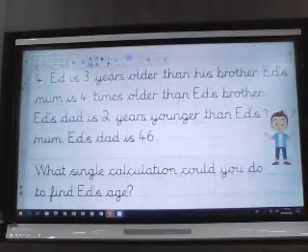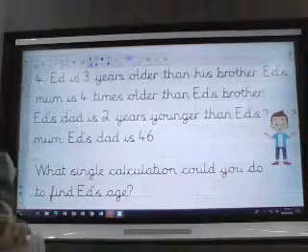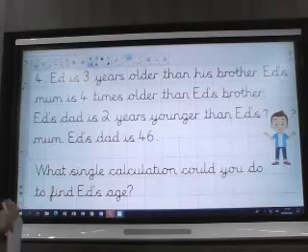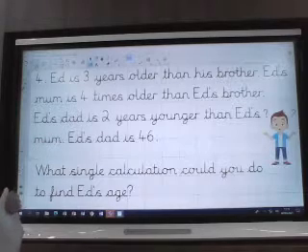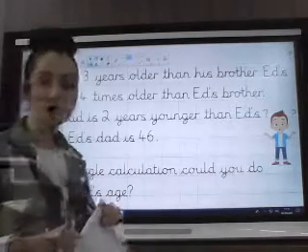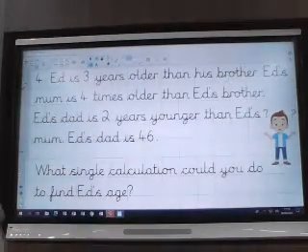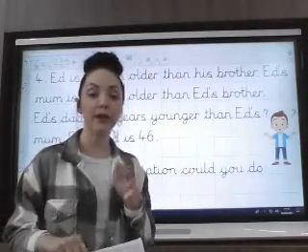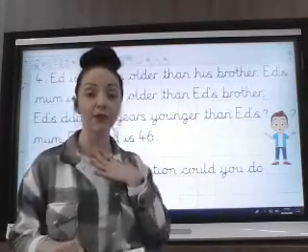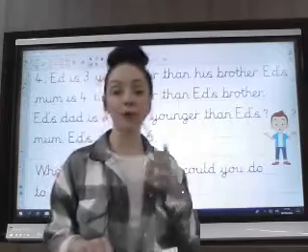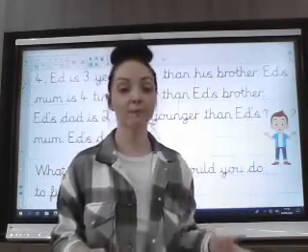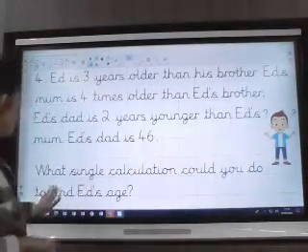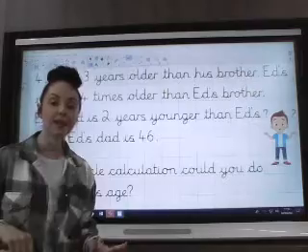Question 4 then says Ed is 3 years older than his brother. Ed's mum is 4 times older than Ed's brother. Ed's dad is 2 years younger than Ed's mum, and Ed's dad is 46. Okay, now just be careful here, because I made this mistake when I first read this question. I straight away thought it was going to ask us how old Ed was, but it doesn't. It says, what single calculation could you do to find Ed's age?